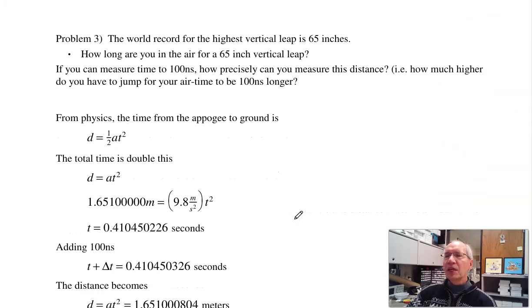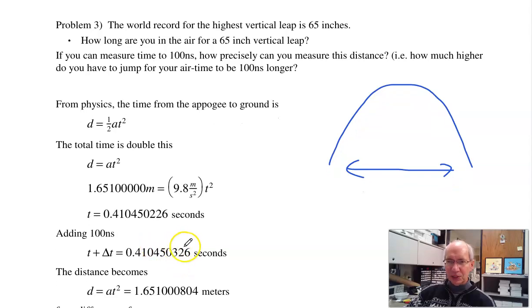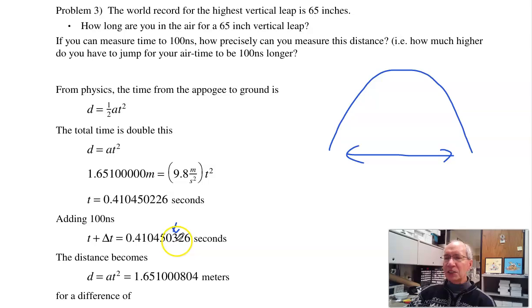Problem 3. The PIC can measure time to 200 nanoseconds. How small is that? Well, by measuring a high jump, when I jump in the air and land, the time difference is how long I'm in the air. If I'm at the world record, 65 inches, the time is 0.410450226 seconds. That's my air time. If I add 100 nanoseconds to it, from 226 to 326, the PIC can see that.